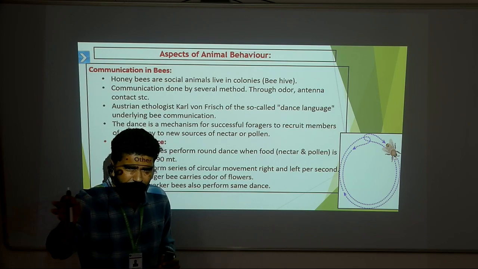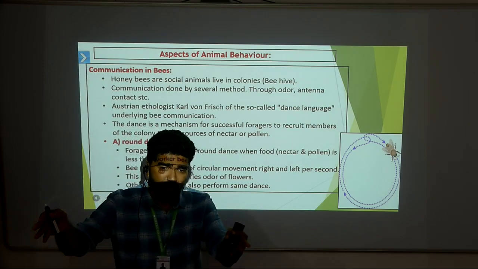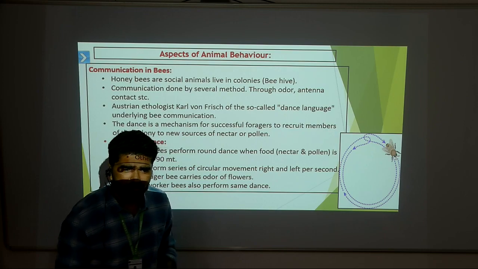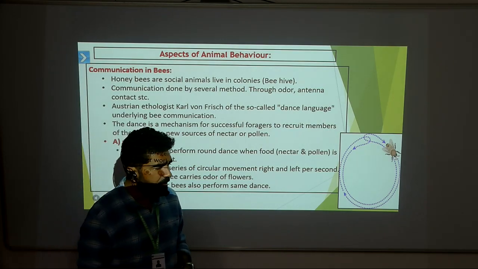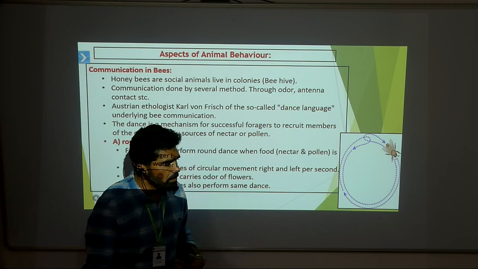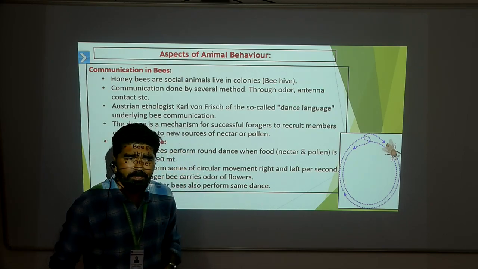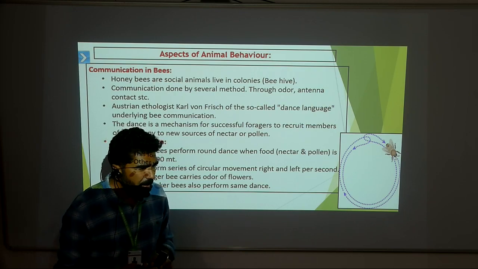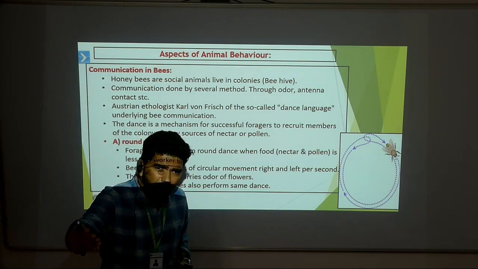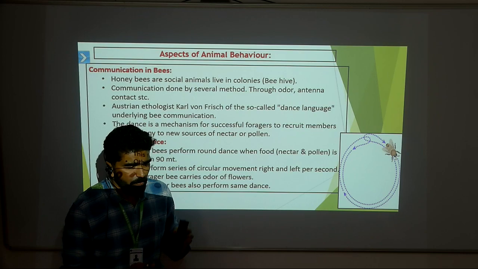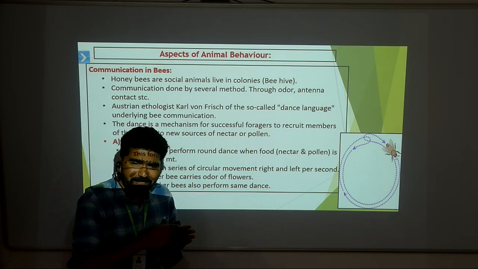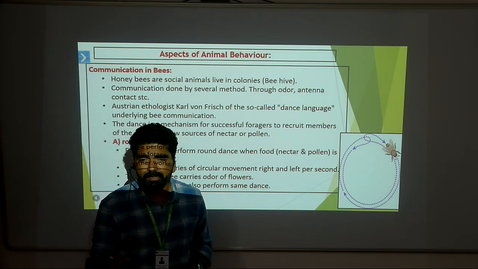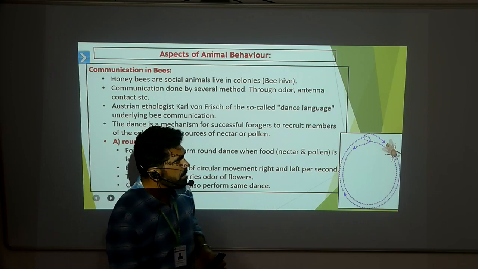They find out where the flowering plants are. When they come inside the hive, they perform the round dance. When the flowering plants are less than 90 meters away from the hive, the foraging bee performs the round dance. This is a round dance.